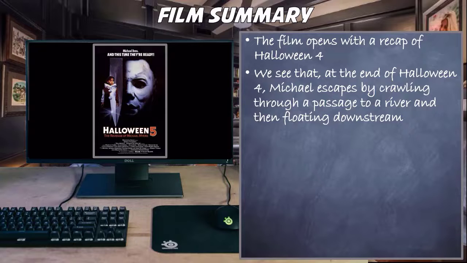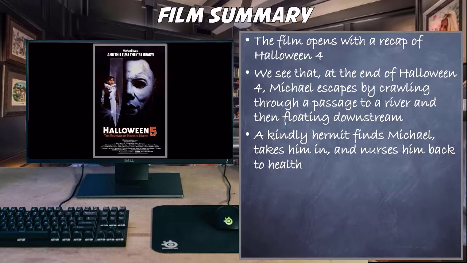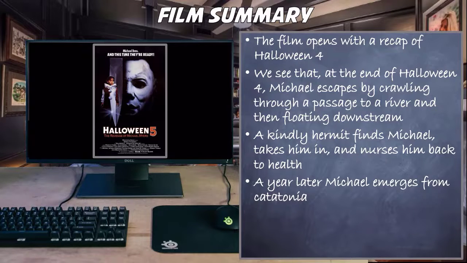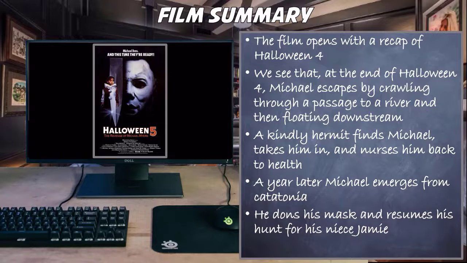Michael, of course, had fallen down a well at the end of Halloween 4 after being shot multiple times. So we determined that instead of being blown up when they threw explosives down there, he was able to crawl his way out. A kindly hermit finds Michael, not knowing who he is or what he is, takes him in and nurses him back to health. And of course, the kindly hermit is rewarded for his efforts, because a year later, Michael emerges from catatonia. He dons his mask and he resumes his hunt for his niece Jamie, and the first thing he does, of course, is to off the kindly hermit who has taken care of him.